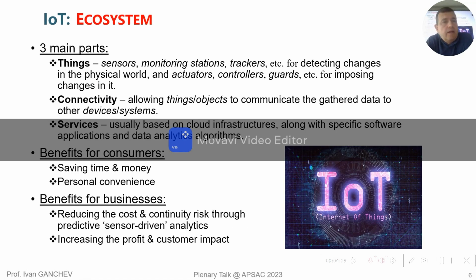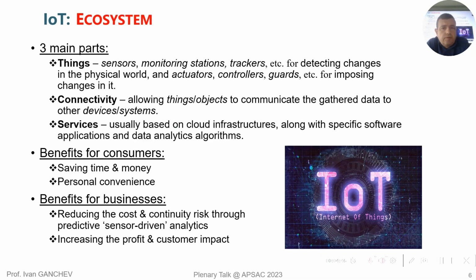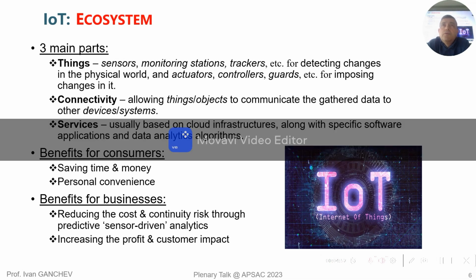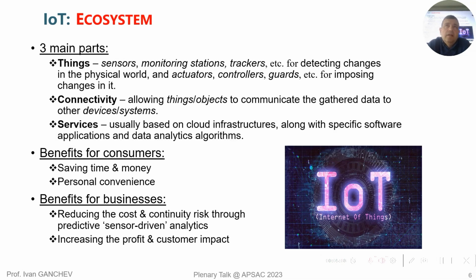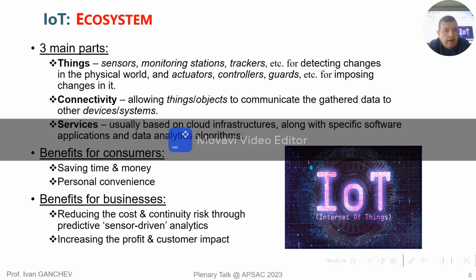So there are three main parts in the IoT ecosystem. The things itself, these are the sensors, monitoring stations, trackers, etc. for detecting the changes in the physical world. And the other group are actuators, controllers, and guards for imposing these other changes in the world. The second part is the ubiquitous connectivity. So basically, each electronic gadget today has some form of communication which could be utilized in systems like this to send data in both directions. And the third part are the services, which are usually cloud-based ones.